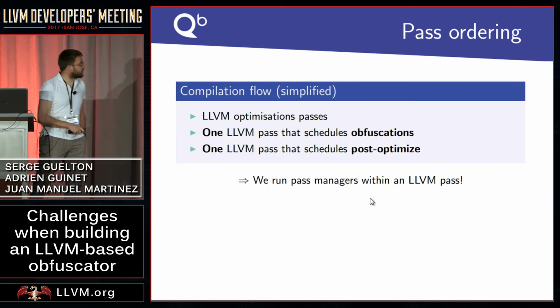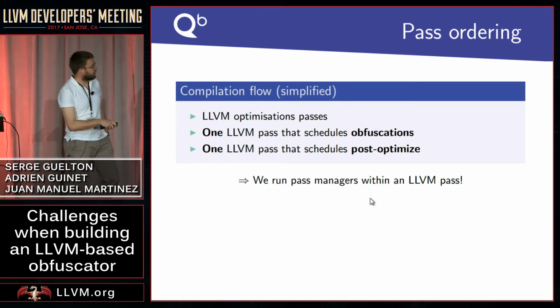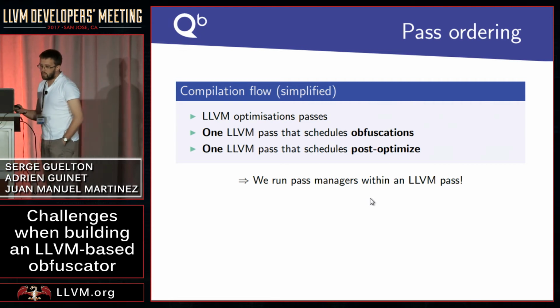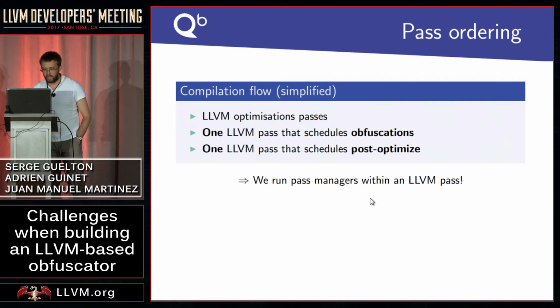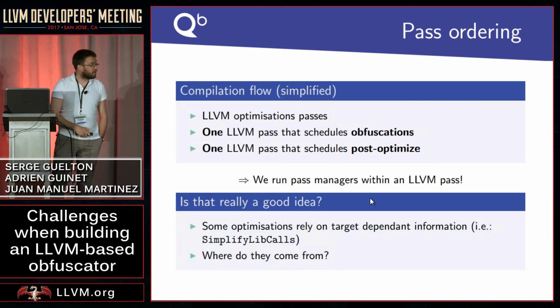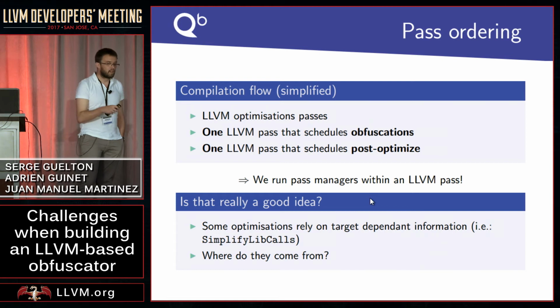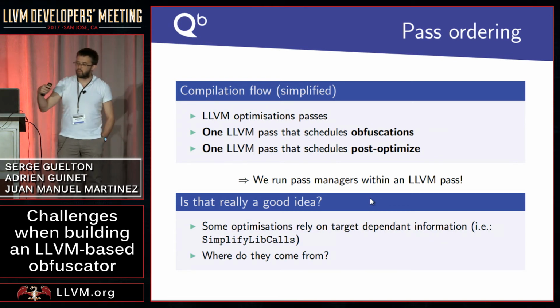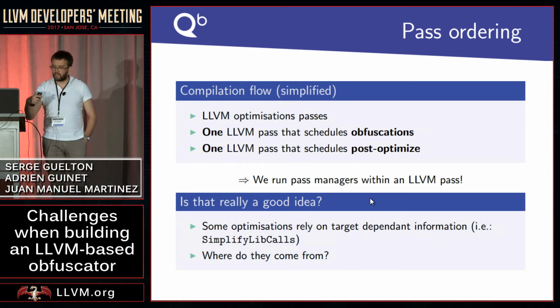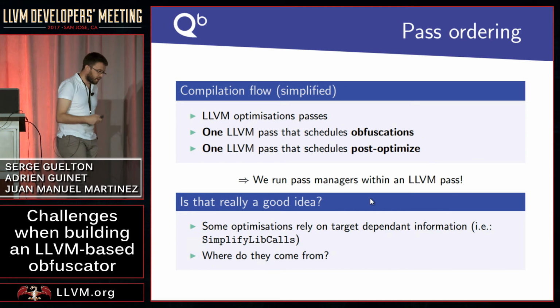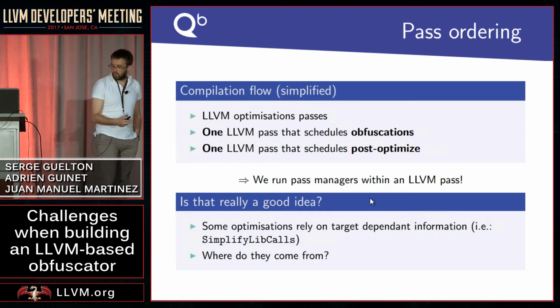Yeah, and then we make a final LLVM pass that will do the post-optimization stuff. So we kind of need to run a pass manager within an LLVM pass to do that. And it is not really a good idea. If you just create, for instance, in the post-optimizing phase, a pass manager, use the pass manager builder to add the passes in it and run it, you have some issues because, for instance, simplify lib calls doesn't have the good information to do the proper work.